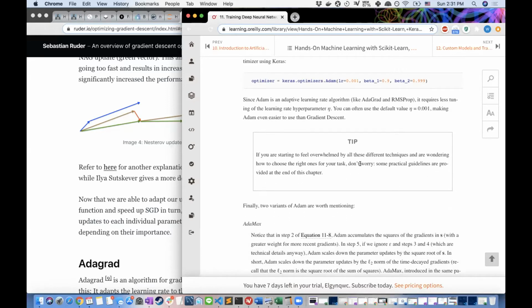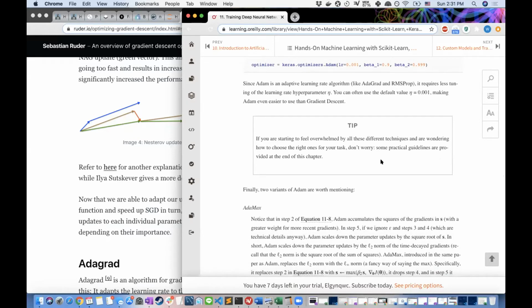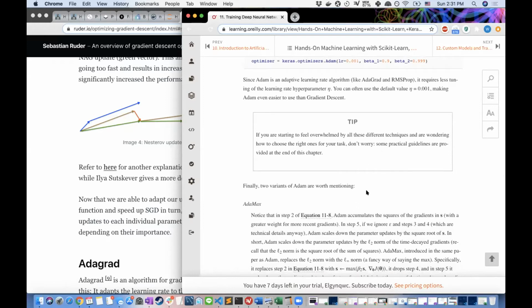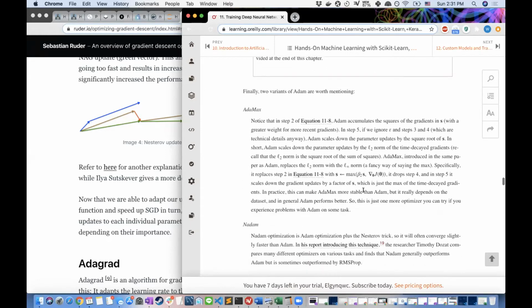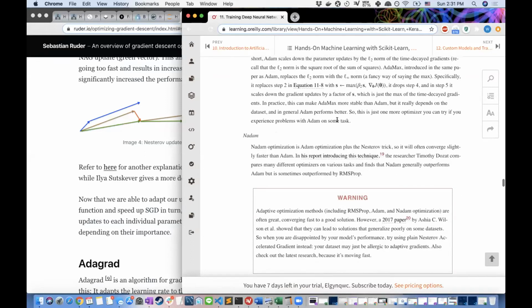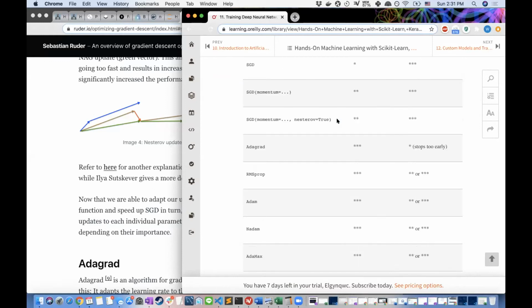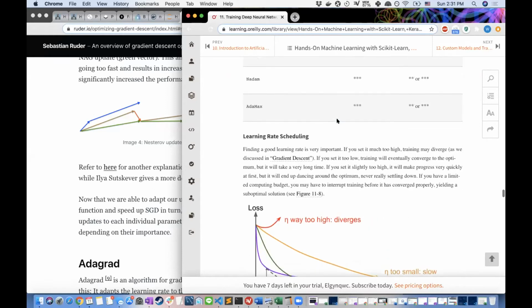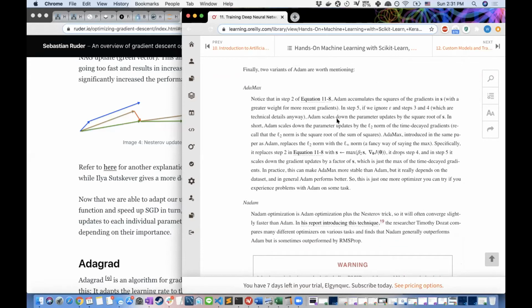If you're starting to feel overwhelmed by all these different techniques and are wondering how to choose the right ones for your task, don't worry, some practical guidelines are provided at the end of this chapter. So we'll go through that next time. He also mentioned there are two variants of Adam, and also the computation complexity of that. So we'll go through that right now.